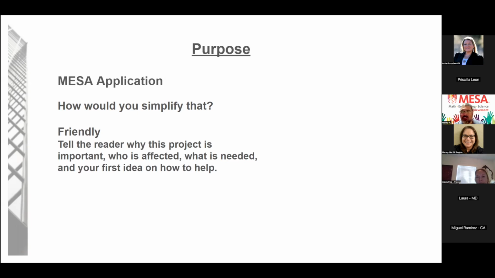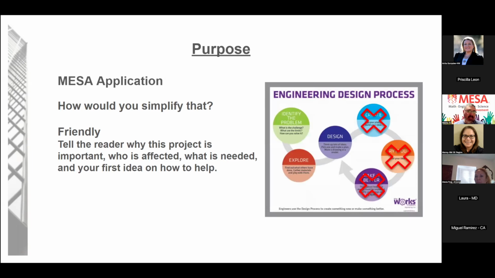So my kind of friendly version of the design proposal would be you just want to tell the reader why the project is important, who's affected, what's needed, and what's your first idea of how to help. Right? That's kind of the basic of it, right? And when we think about the design process, I made this slide change real quick when I saw what Anita and Sarah were sharing. When you think about the design process, right, there are these steps that students go through. The design proposal is really covering just these first three, right? Identifying the problem, doing some exploration around that problem, and then coming up with an initial design. So that's what my thought was for that.